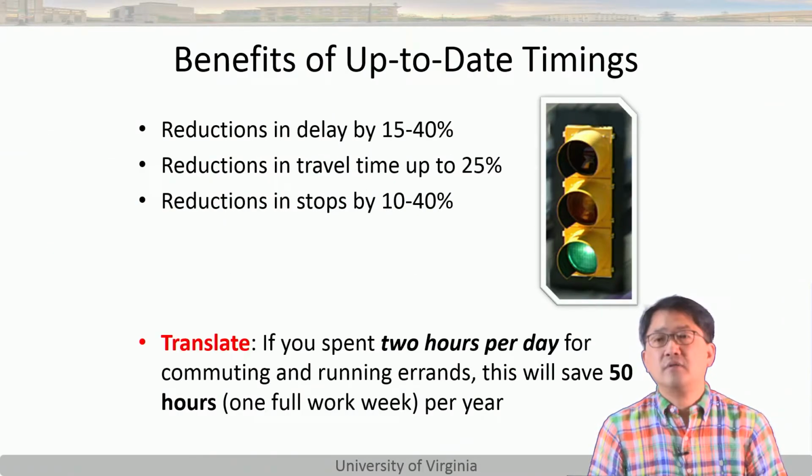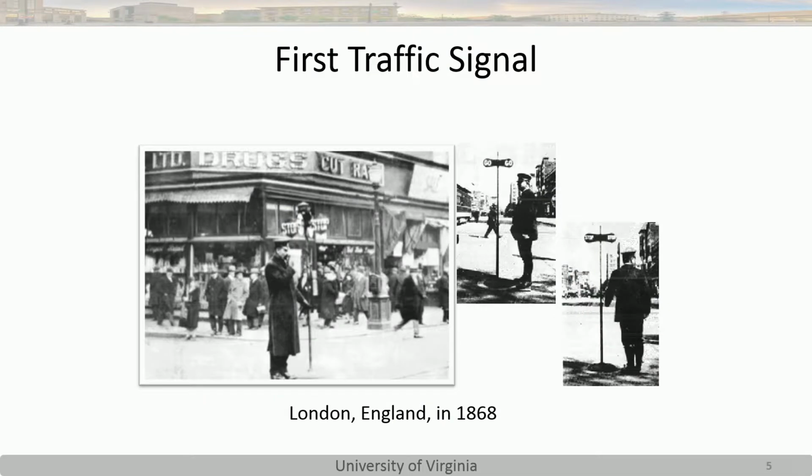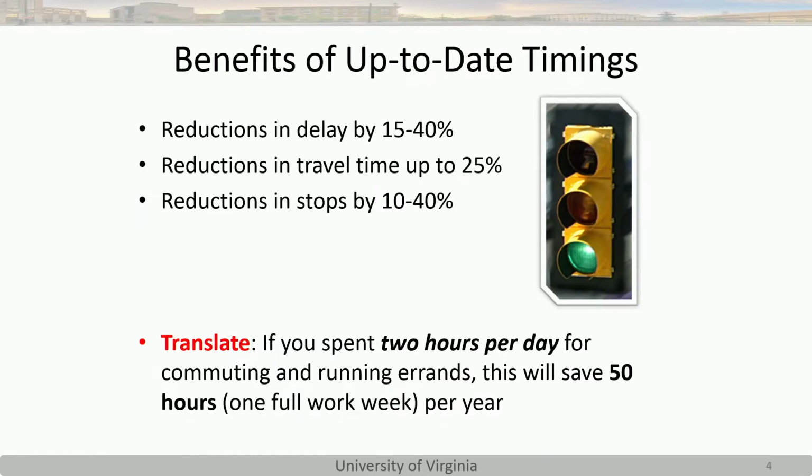This is a report given on the timing having to be up to date. So if you keep the good timing plan, you can actually reduce delay up to 40%, travel time up to 25%, stops are reduced up to 40%.